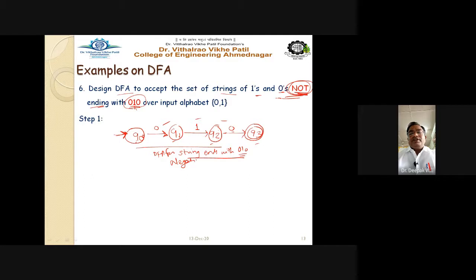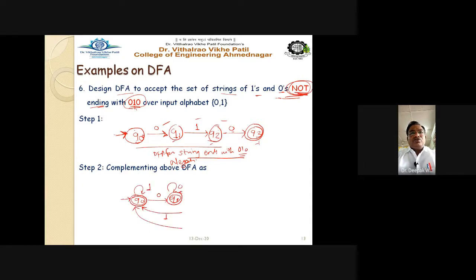Negation means what? How to take the negation? Mark all the states as final states, and Q3, which is marked as a final state, remove its final status. The remaining states, those which are not final, mark them as final states. Getting this point or not? So complementing the above DFA means negation.